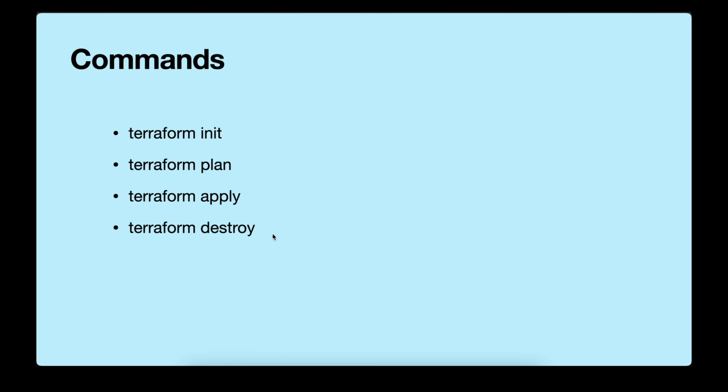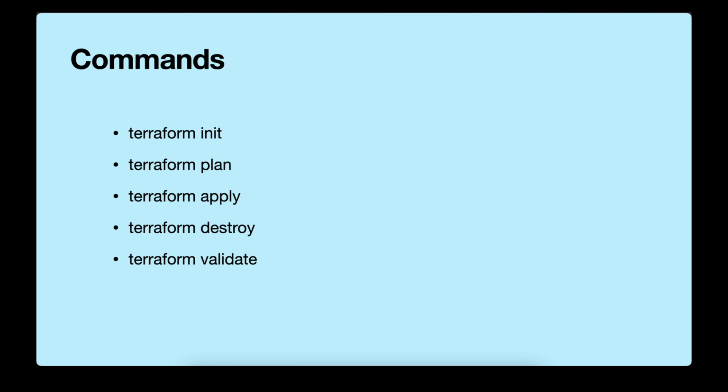Destroy. This command destroys the infrastructure that was created by Terraform. It removes all the resources that were created by Terraform, and it also deletes the Terraform tfstate file. You can plan the destruction of resources by using the -destroy flag in the Terraform plan command, and this won't destroy the state file.